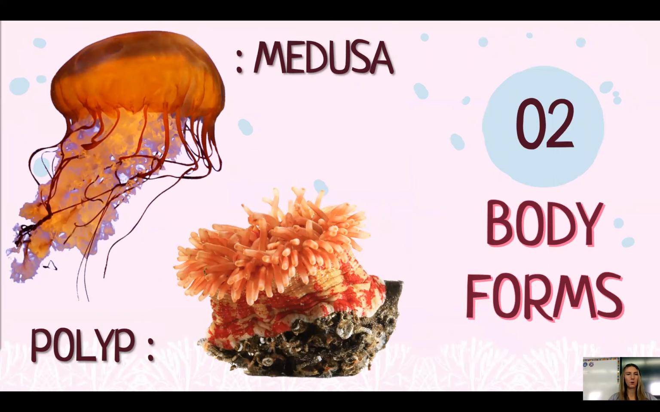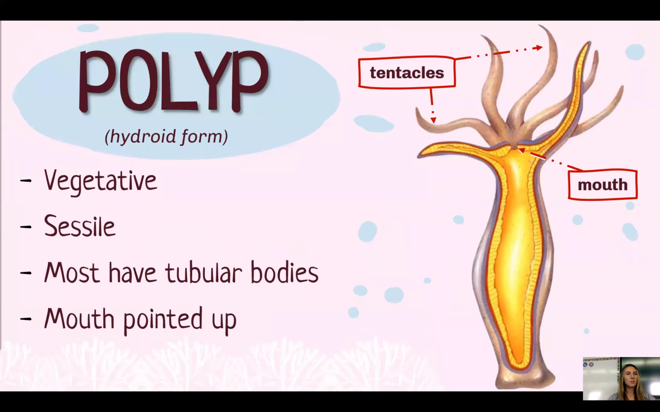So there are 2 body forms. We have a medusa and a polyp for Cnidarians. The first one we'll talk about are polyps. This is known as the hydroid form. Polyps are vegetative. They reproduce asexually. They're also sessile, so they're immobile because they are attached to a substrate at this aboral end.